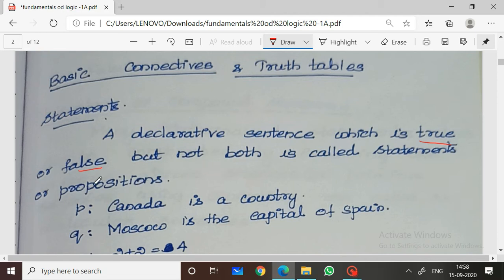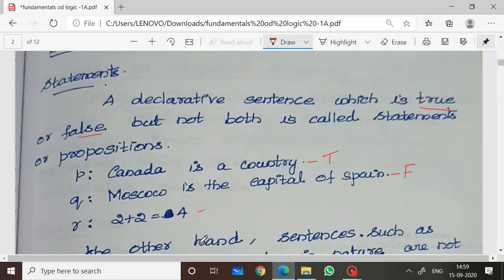We denote a statement by a notation such as P, Q, R. P denotes a statement. First, Canada is a country. We know that this statement is true. Now, Moscow is the capital of Spain. Is it true or false? It is false. Next, 2 plus 2 equal to 3 is a statement, and 2 plus 2 equal to 4 is also a statement, which is true.